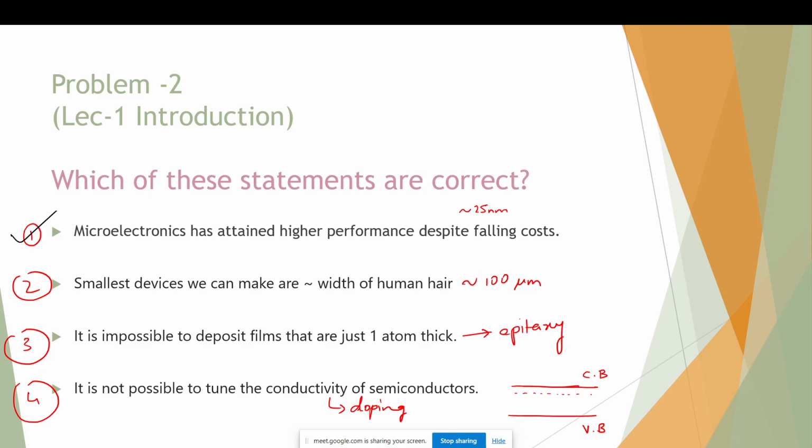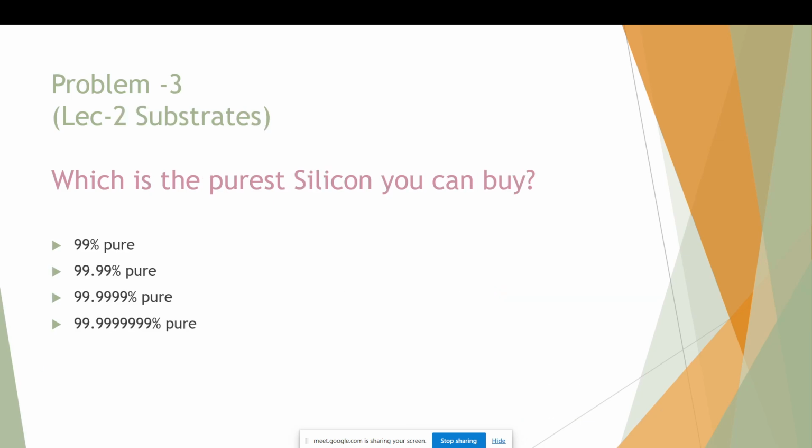So okay, yeah. What is the purest silicon you can buy?